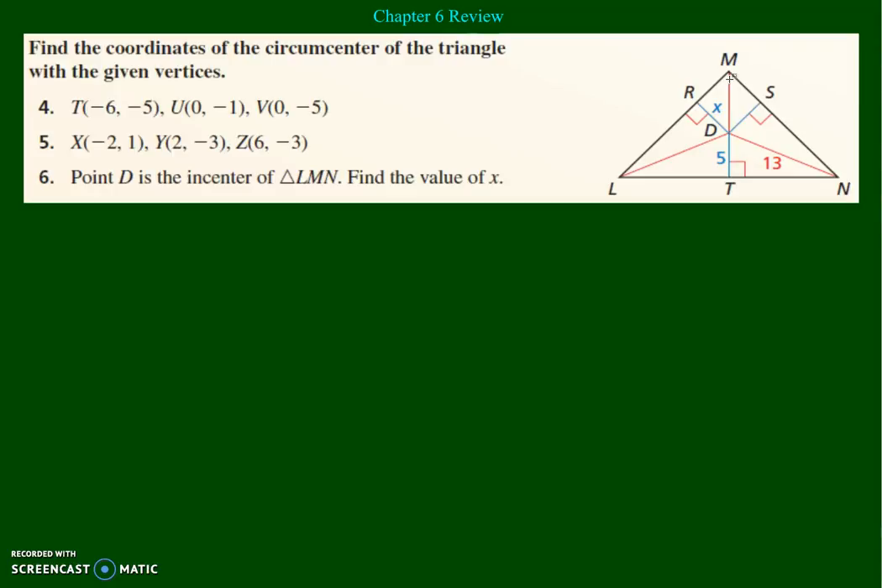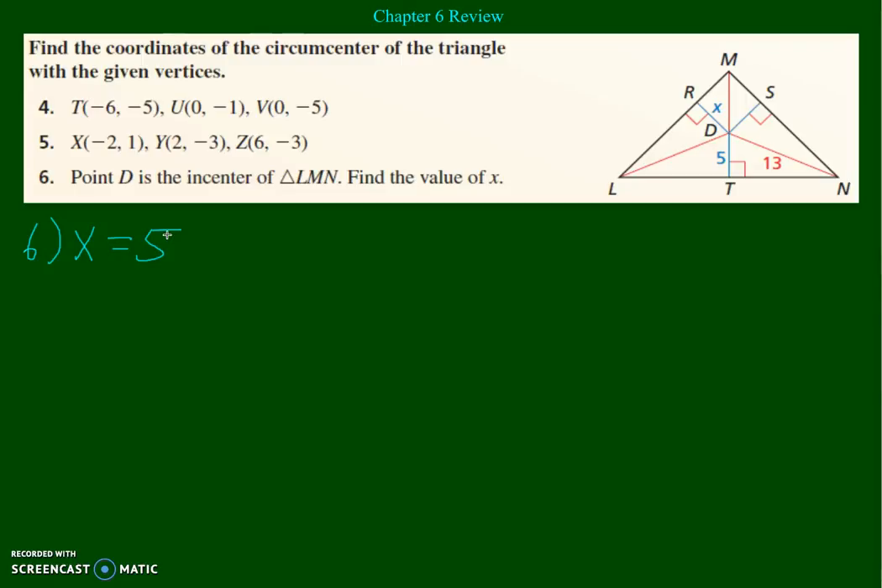The other major factor in an incenter is the fact that the incenter is equidistant from all sides of the triangle. That means DT, DS, and DR are all congruent. And that makes our problem rather trivial, because all these sides are going to be the same, and since this is 5, DS has to be 5 and RD has to be 5. So our answer is simply x equals 5. And that's all there is to it.